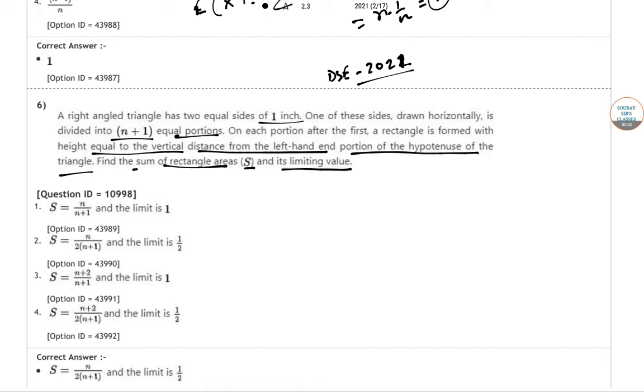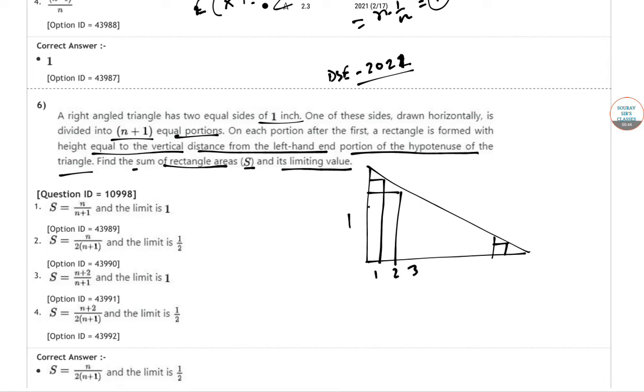Okay, so here one triangle is like this, in one unit wise it is reducing, and the same thing is happening over here. So that's 1, 1, 2, 3, in that way it is going down. So the width of the rectangle which is being formed is 1 by n plus 1.